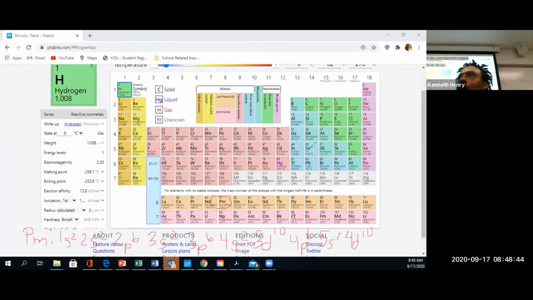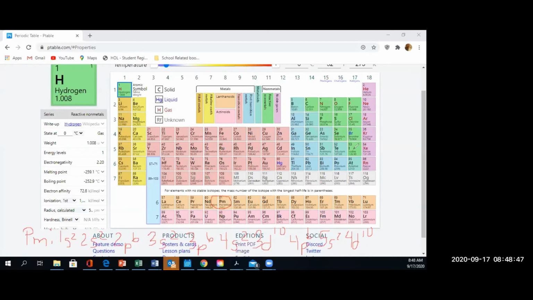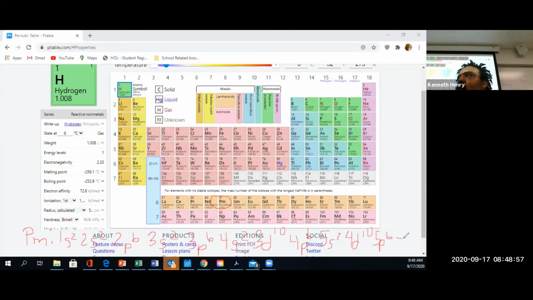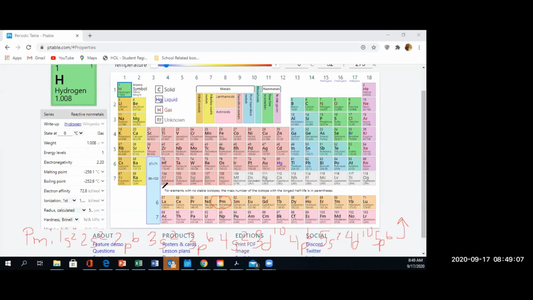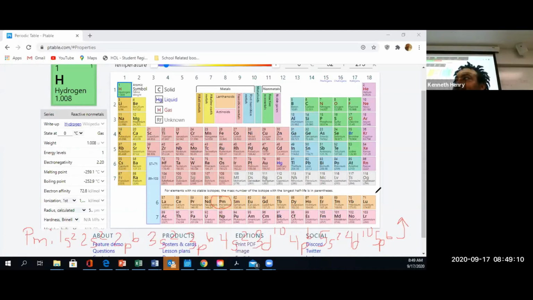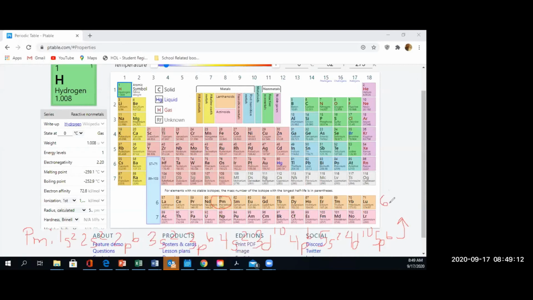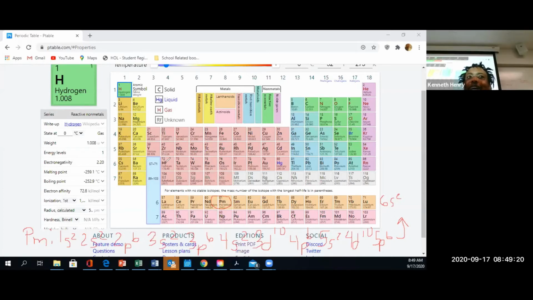So then 5p6, and I'm running out of room. So I'm going to write up. I'm going to go this way. Okay, so then what's after the 5p? 6s2. And then 5d10. And then 6p. Wait, slow down.